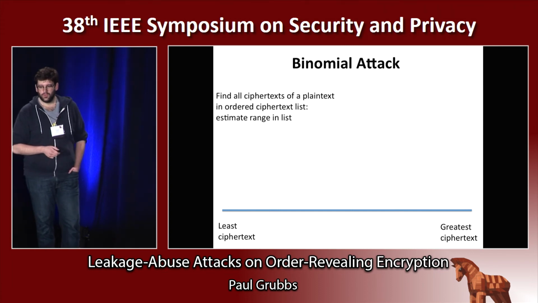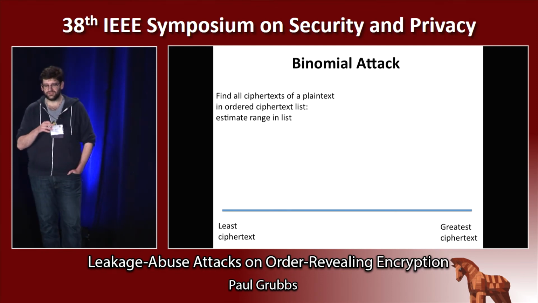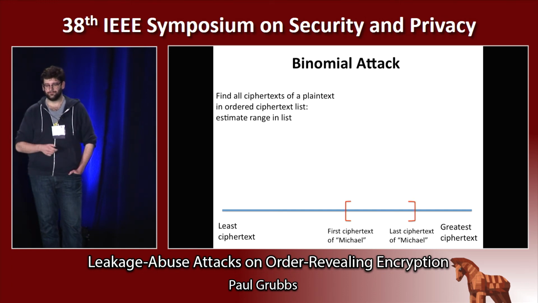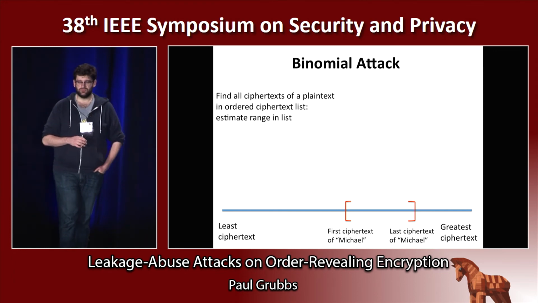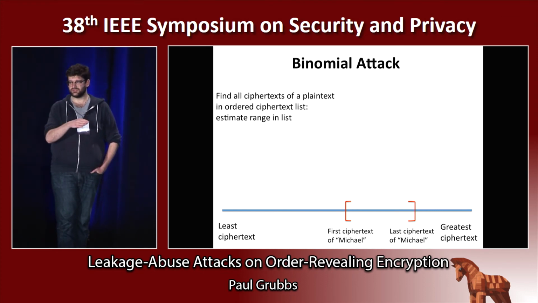So we're going to use this intuition to build our attack. At a high level, our attack basically just tries to locate the range of ciphertexts that all correspond to some given plaintext value. For example, if we want to recover Michael, we just need to find the first ciphertext of Michael and the number of Michaels in the database. And we can find the range just by taking the first value and adding the number of things, and this gives us a lower and upper bound.